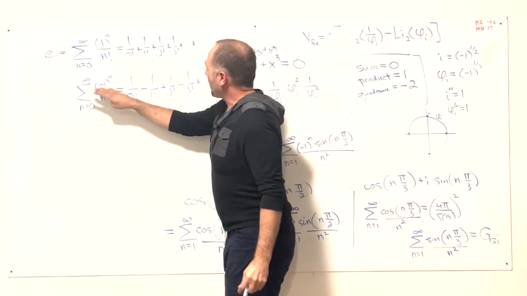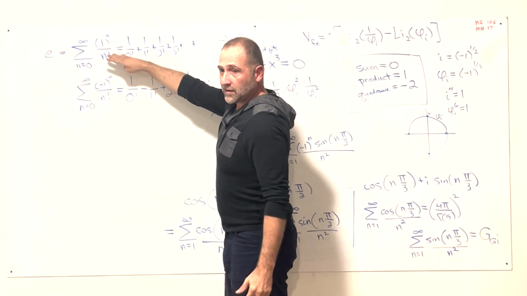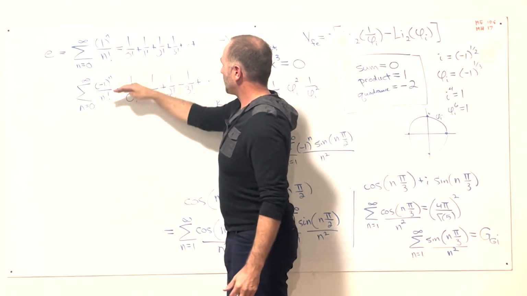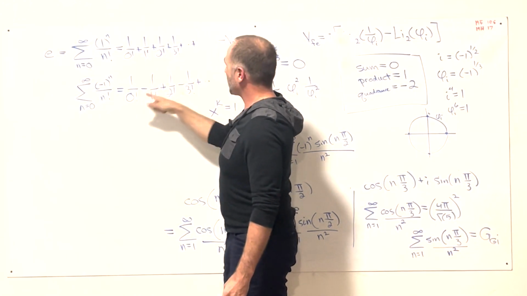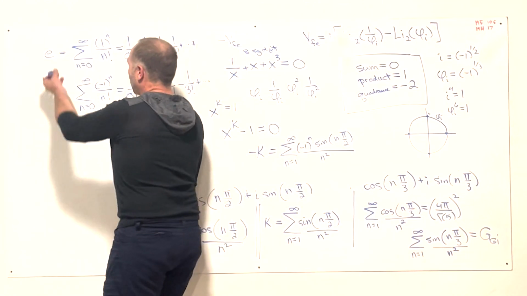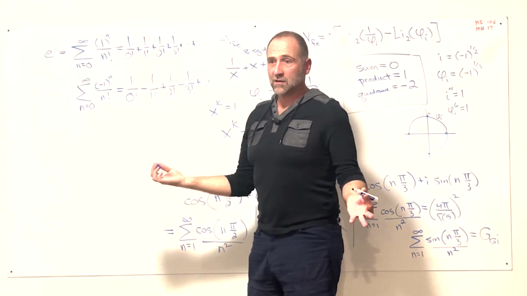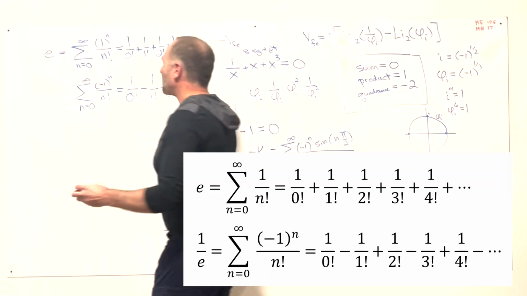So this is very similar to this one, right? This is just the alternating sum version of this sum. And what do we get when we take this one? We can't get e. You're not going to get the same number. You get 1 over e. We get 1 over e.